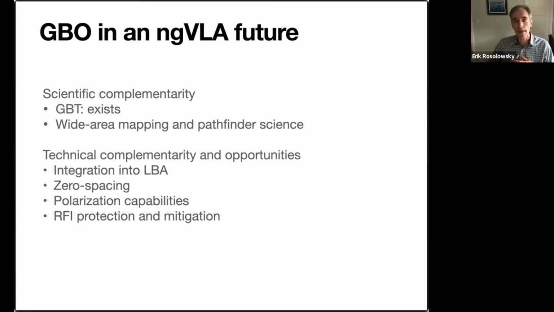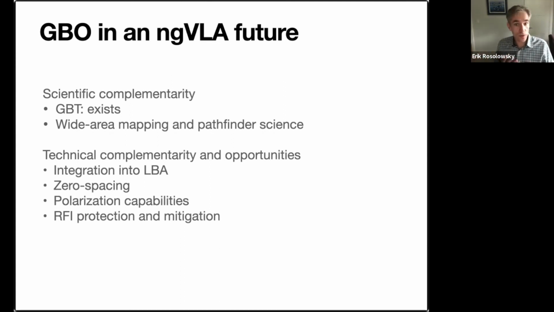So there's an ample amount of science that's going to be basically pathfinder, groundbreaking science that is going to come out of operating in the K-band at GBO that will never change, and it will set the stage for exciting stuff with the ngVLA, but the new facility is not going to be an adequate replacement for having this large single dish capability.